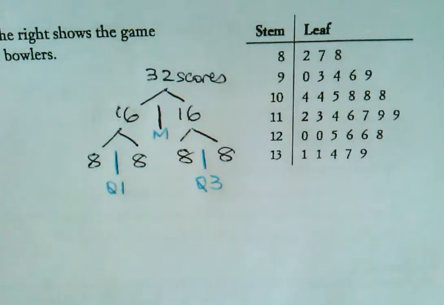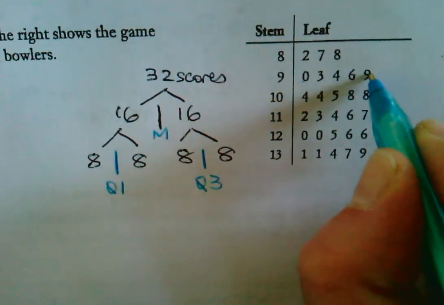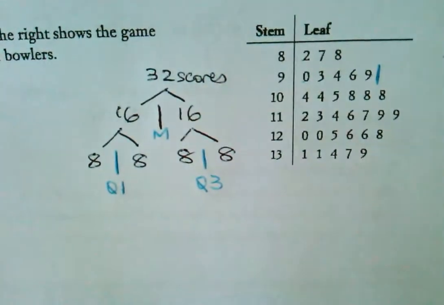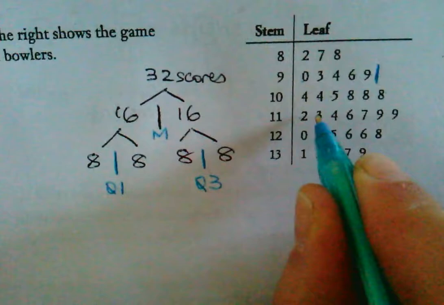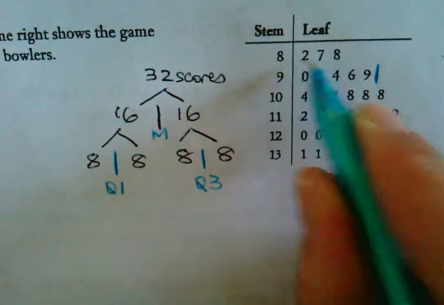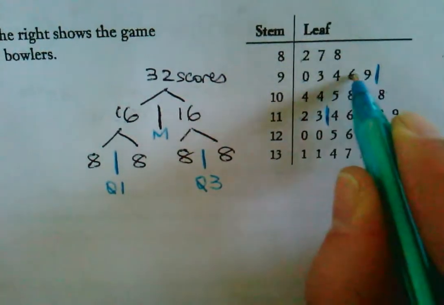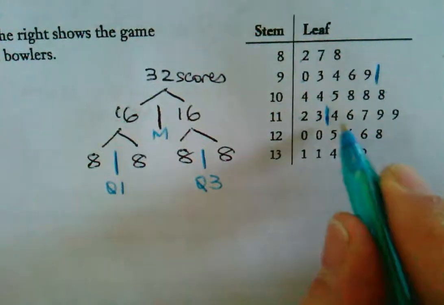So let's go in and put these lines through our data as well. So we're going to go 1, 2, 3, 4, 5, 6, 7, 8. Put a line. That's Q1. 1, 2, 3, 4, 5, 6, 7, 8. Put a line. Well, let's hope we've got 16 numbers so far. 1, 2, 3, up to 16. All good. Right, let's count another 8.